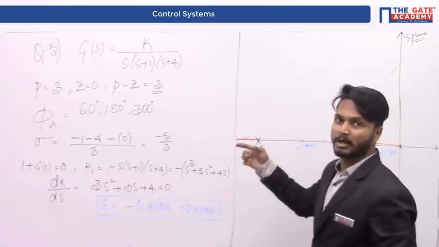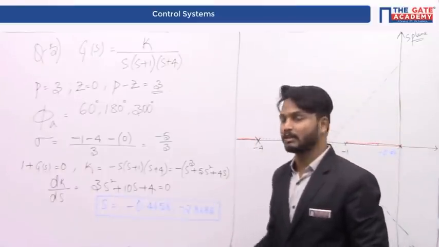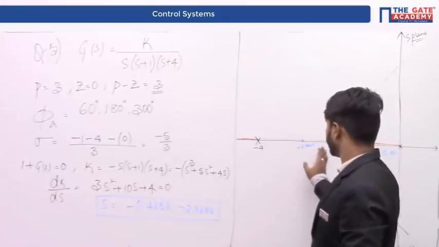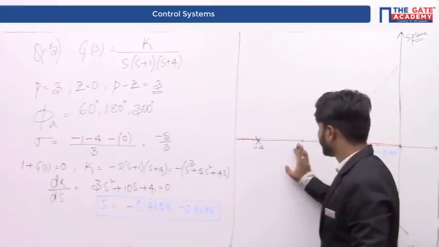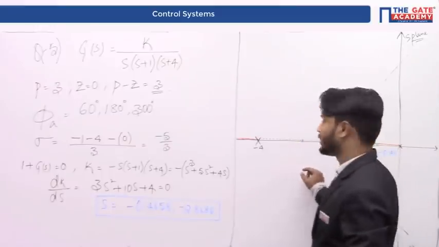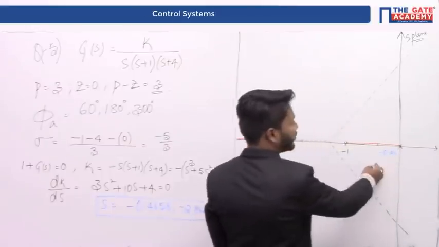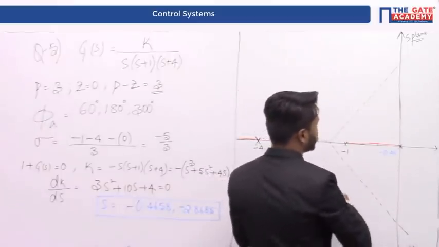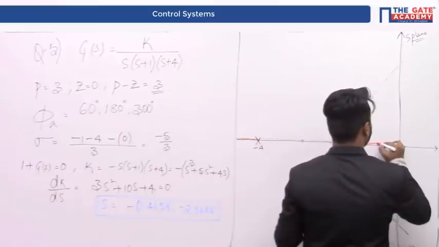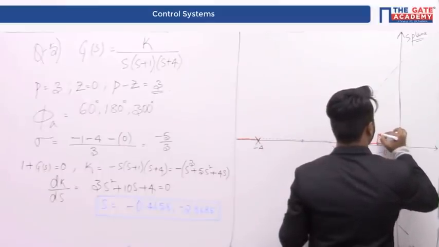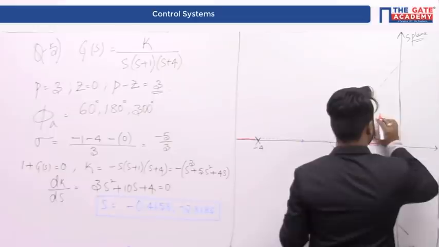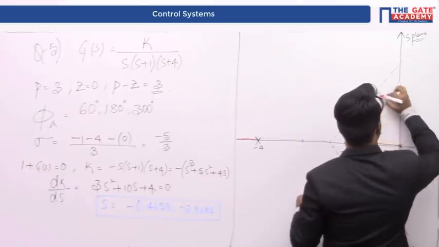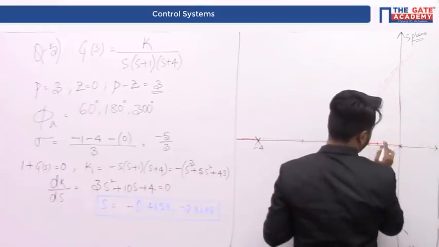locus. This might be a part of complementary or inverse root locus, but this is not a part of this particular root locus. Therefore, this is not a valid breakaway point in this case. The only valid breakaway point in this case is this minus 0.46. Therefore, the roots are going to break away from this particular point and the roots will break away and follow their asymptotes.